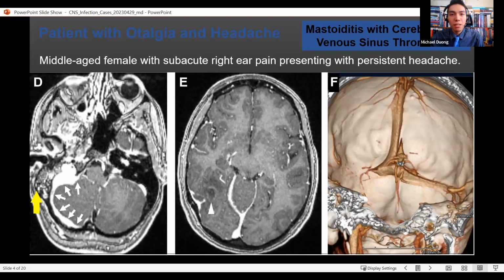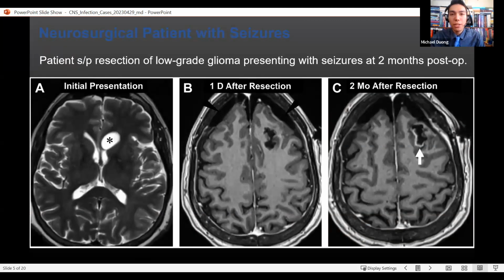Our next case is a neurosurgical patient who presented with seizures. So they initially came in with a headache. MRI showed that they had this low-grade glioma abutting the left frontal horn, and this was resected by neurosurgery. Here's the one-day post-op image, and the resection cavity looks fair. And then 2 months later, the patient has a seizure and comes into the ED, and repeat MRI demonstrates enhancement of the resection cavity.